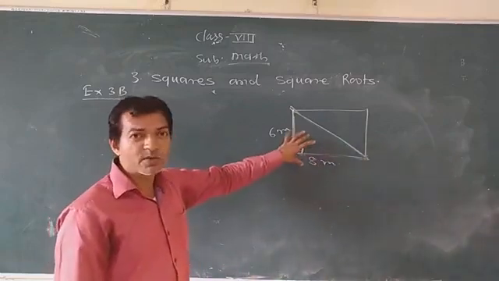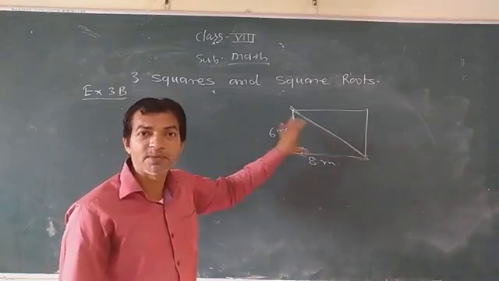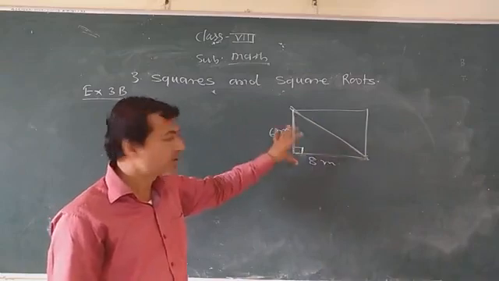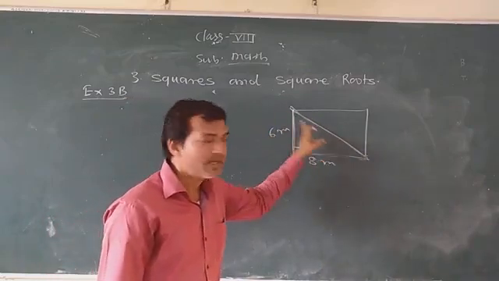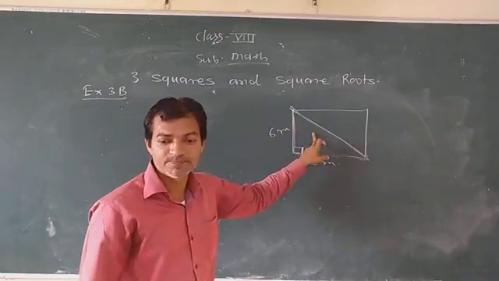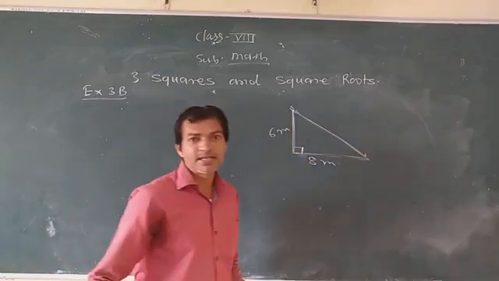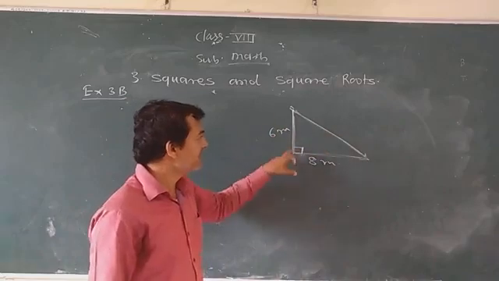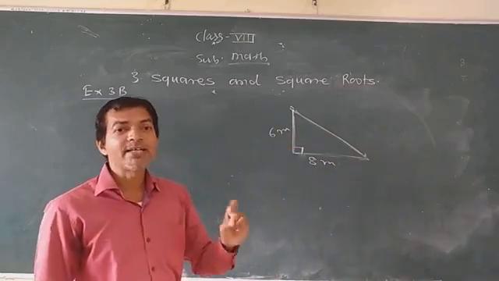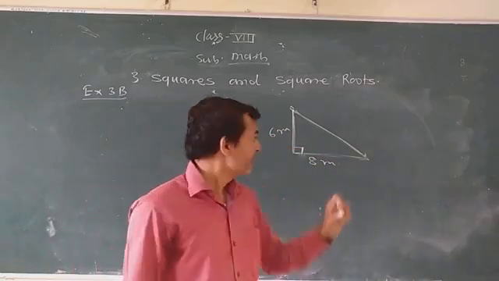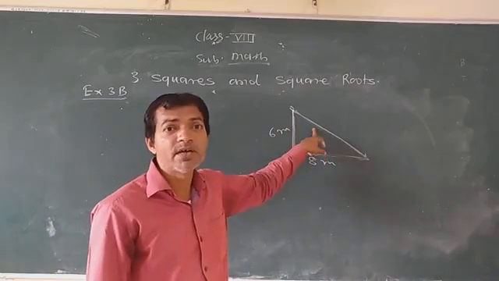By using Pythagoras theorem in a right angle triangle, you have to find the length of this side. This is the hypotenuse. Suppose if you remove this one, you can get the right angle triangle. This is the hypotenuse, one side, other side. And you know very well, Pythagoras says that one side square plus other side square equal to hypotenuse square.